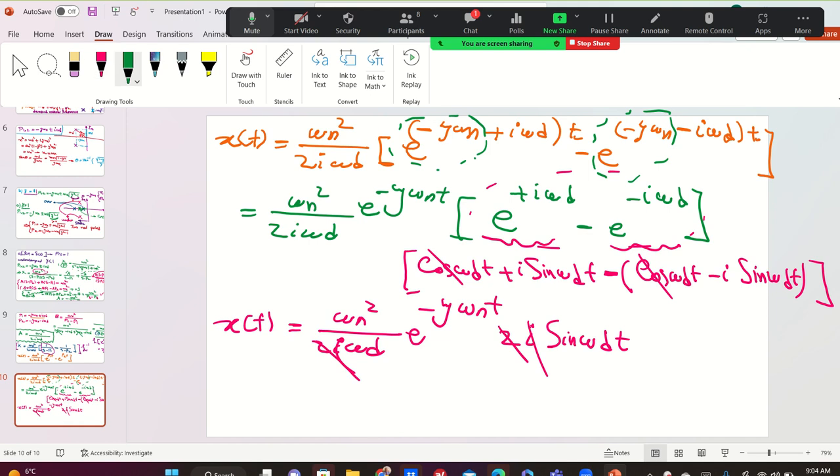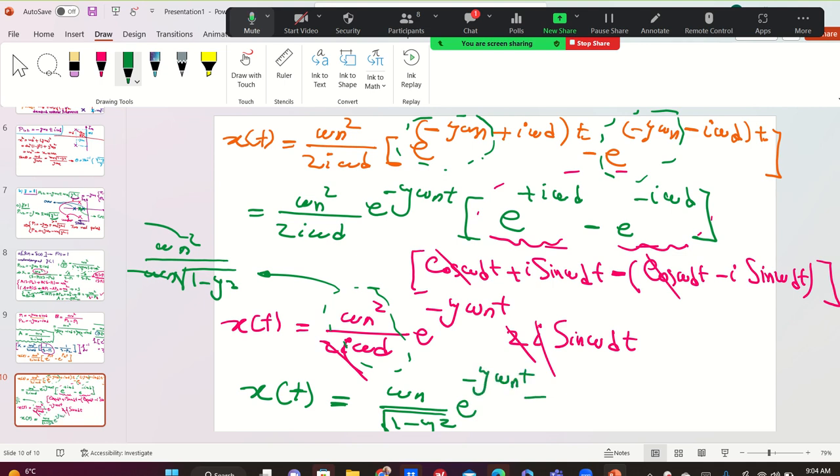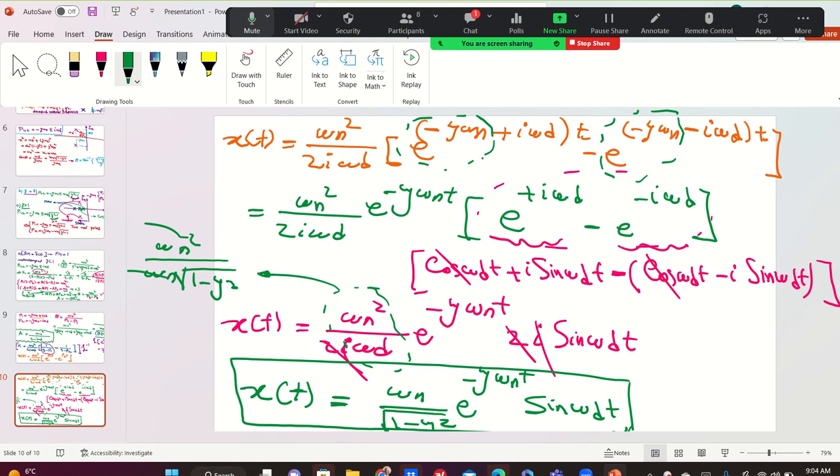And now look at here, guys. There's no magic. This can be written as omega_n squared over omega_n times the square root of 1 minus zeta squared. One of these goes away. So the final answer for the second order system, which is underdamped, is omega_n over the square root of 1 minus zeta squared, e to the minus zeta omega_n t, sine omega_d t. Bingo. You don't need to know the process. You only have to know the final answer.